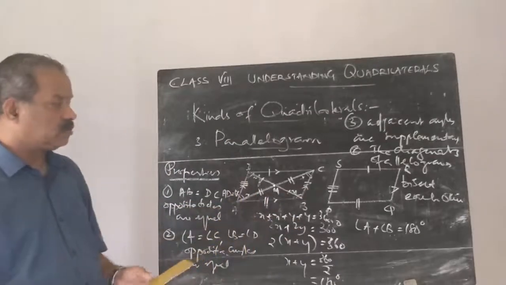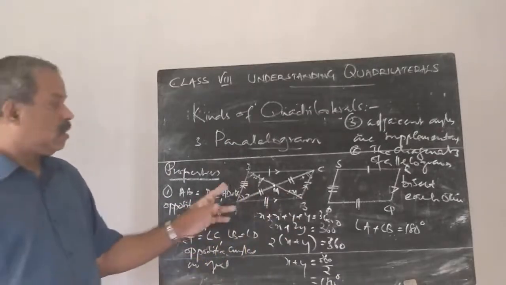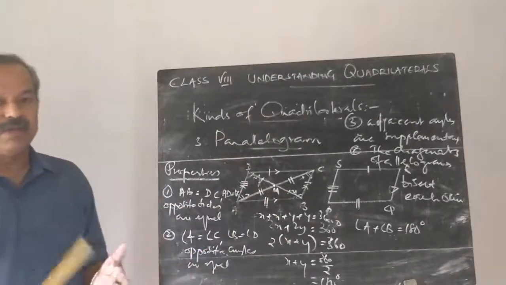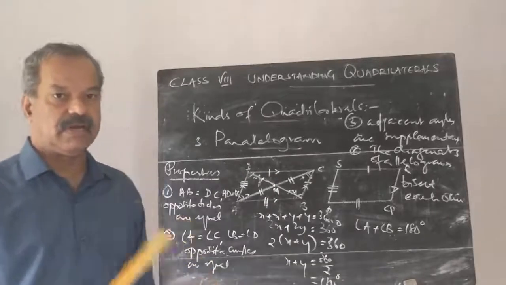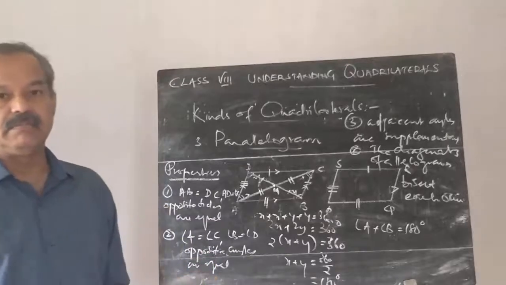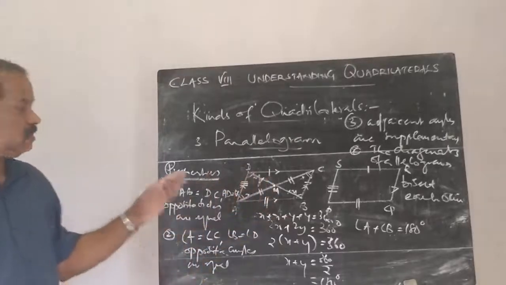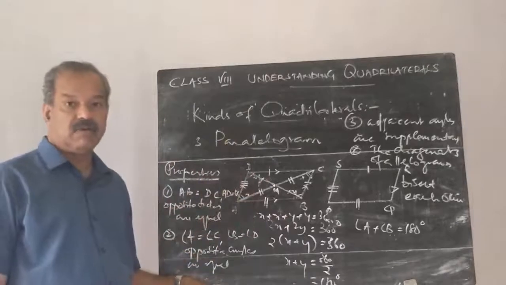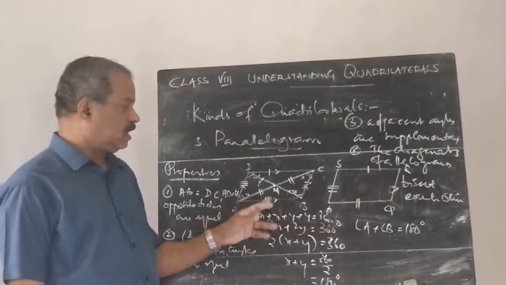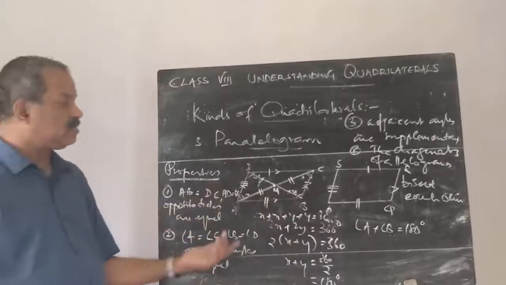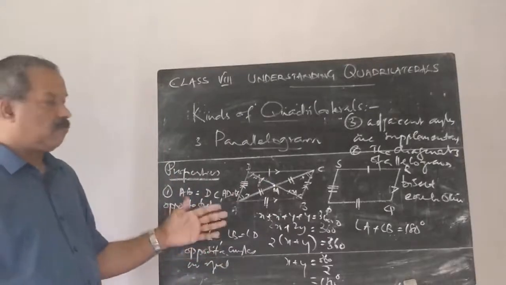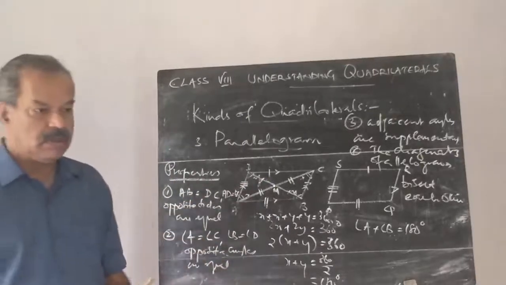Remember, a parallelogram is also a quadrilateral. Now, what have we seen so far? Different kinds of quadrilaterals: trapezium, kite, parallelogram. And we have seen the important elements of a parallelogram: opposite sides, adjacent sides, opposite angles, adjacent angles. These are the elements. Then the four properties.